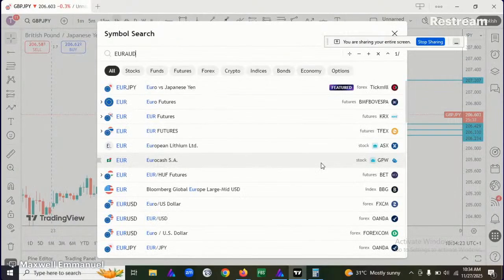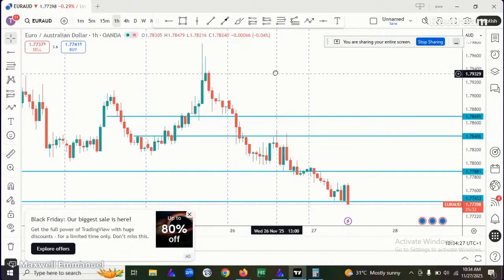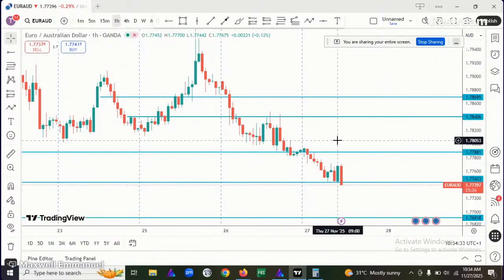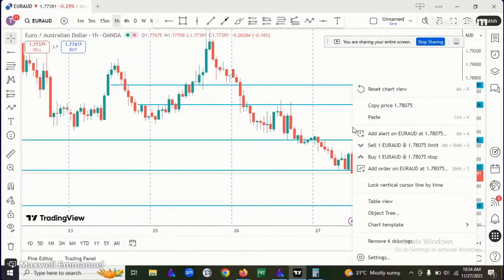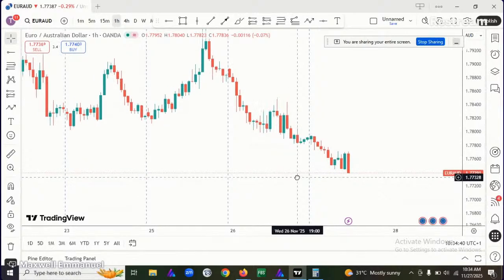Let's see Euro Australian dollar. I said yesterday that Euro Australian dollar is bearish. It's bearish and it's been bearish. Massive sell on Euro Australian dollar.